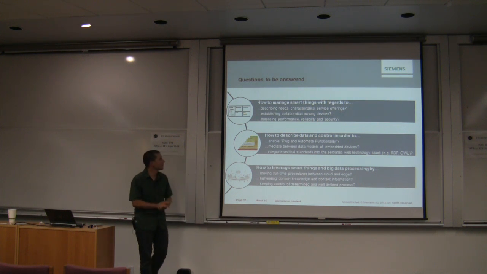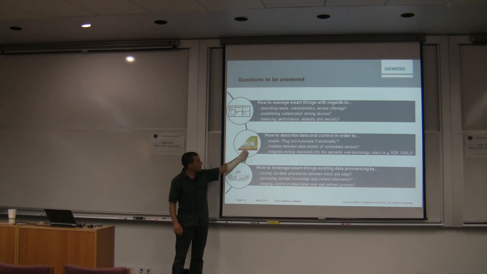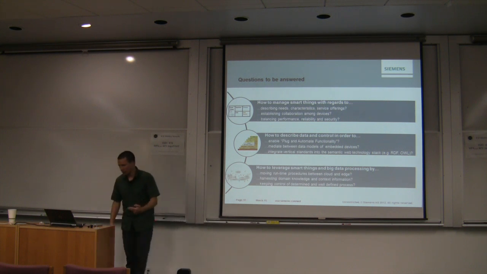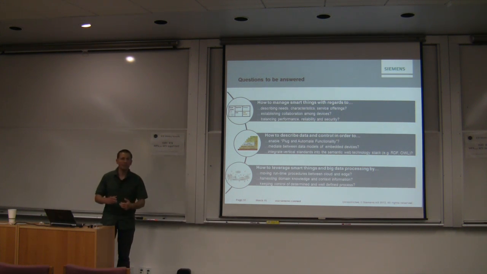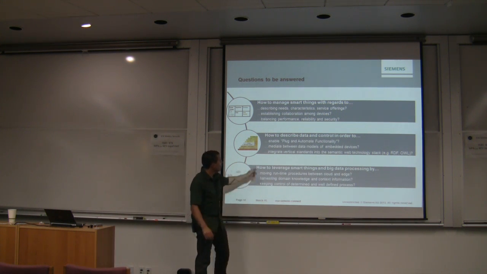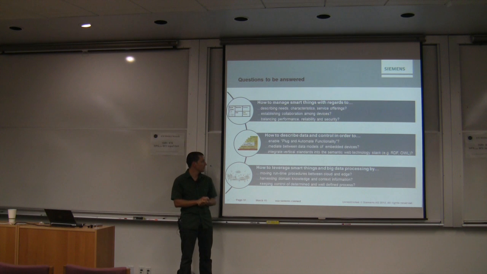How can we establish collaboration among devices? Then how can we describe the data for this plug and automate functionality, so that if you have a configured system and you bring a new robot in, how can we get to the notion of how we take our USB stick today, plug it in, it finds its driver and it works? How can we apply that also to physical systems and machines? How can we integrate vertical standards, like the example of the energy management system and the emergency evacuation system? So how can we integrate these different standards and yet get across these domains?